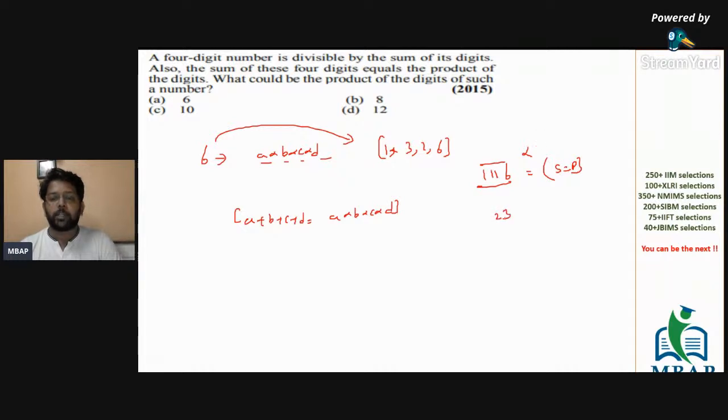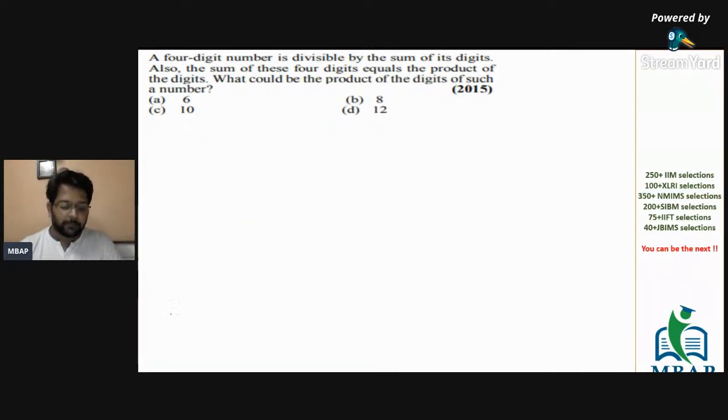If I go ahead with a combination of 2, 3, 1, 1, here the sum would be 2 plus 3 is 5, 5 plus 2 is 7, but the product is 6, which is also not matching. So if I try all the combinations of 1, 2, 3, 6, none will satisfy. The sum is not equal to the product. So 6 definitely will not be the value we are looking at, and we are looking at one of the remaining three numbers.